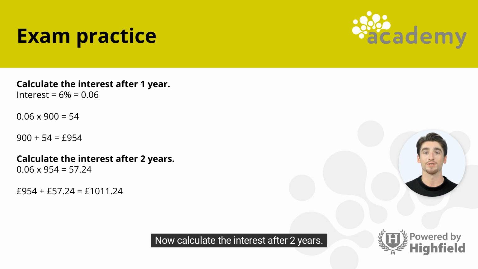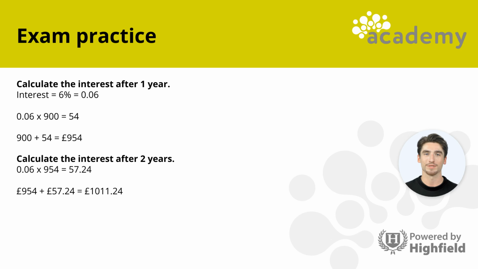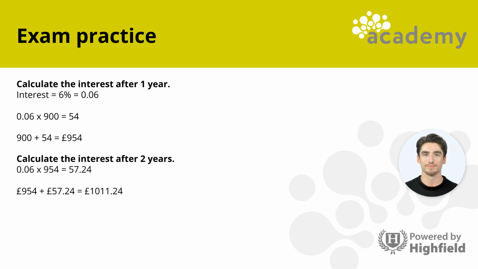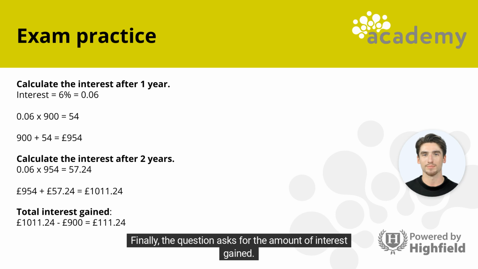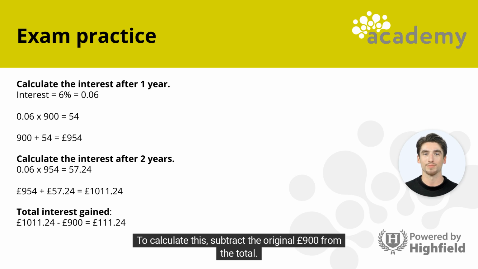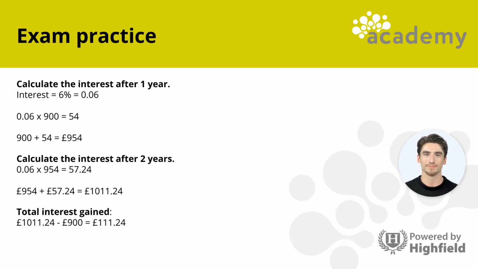Now calculate the interest after 2 years. 0.06 multiplied by £954 equals £57.24. After 2 years, the account contains £1,011.24. Finally, the question asks for the amount of interest gained. To calculate this, subtract the original £900 from the total. £1,011.24 minus £900 equals £111.24.